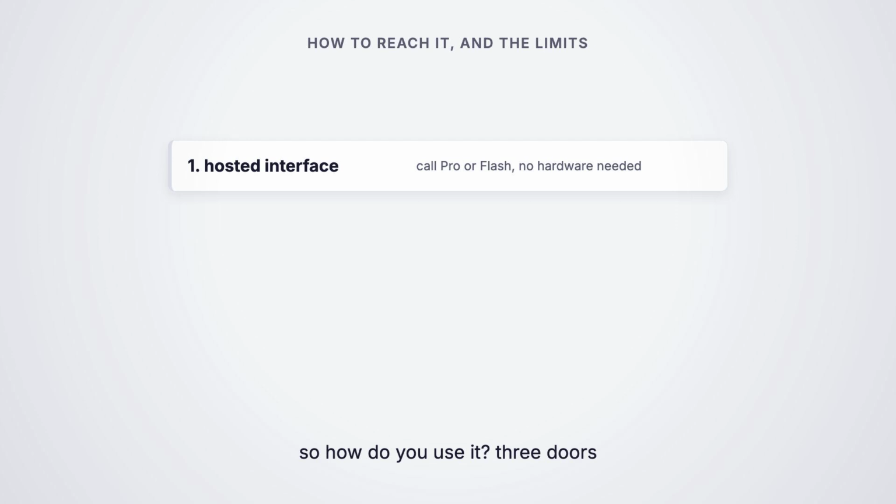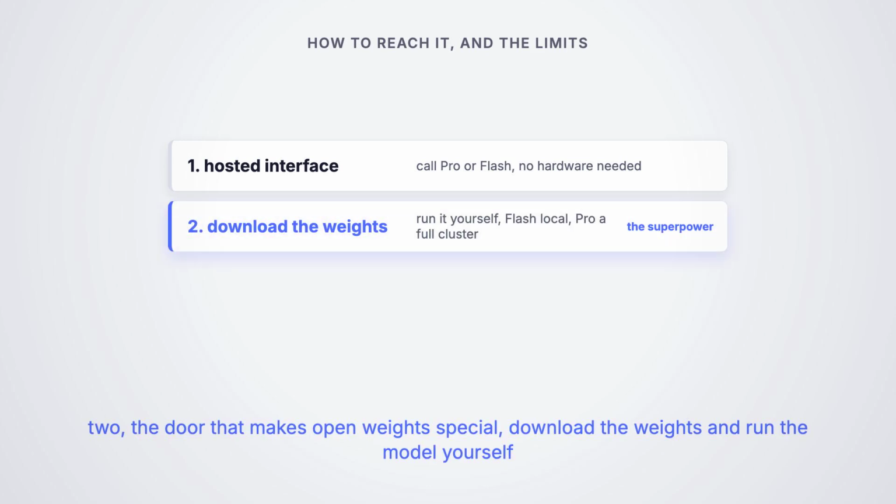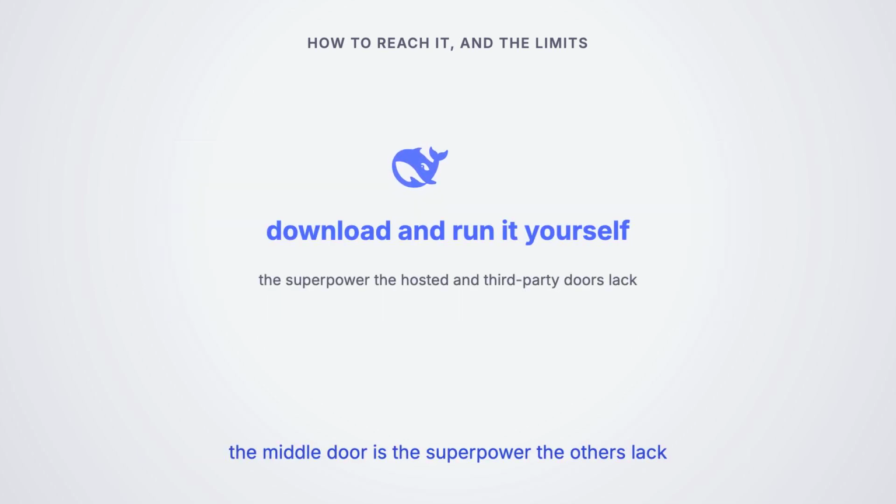So how do you use it? 3 doors. 1. Call it through DeepSeek's hosted interface, just naming Pro or Flash, no hardware needed. 2. The door that makes open weights special: download the weights from Hugging Face and run the model yourself, with Flash the realistic local target and Pro needing a full cluster. 3. Use one of the many third-party hosting services that run the open weights for you, which exist precisely because the weights are public, and a version compressed by a hardware maker exists to run more efficiently. The middle door is the superpower the others lack.